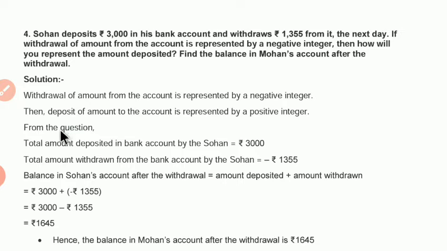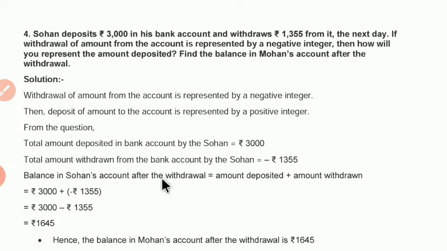Now from the question, total amount deposited in his bank account by Sohan. How much money is deposited? Rupees 3000, and it is denoted by positive. We can write it as plus 3000 or simply 3000.